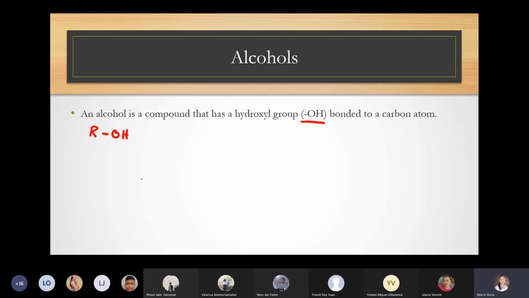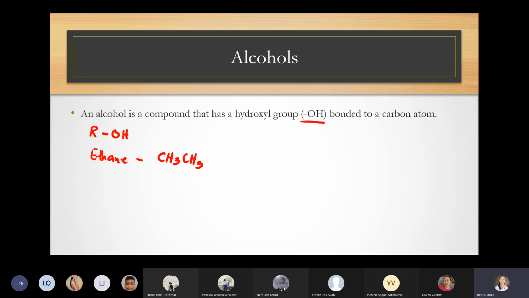How many carbons does our ethane contain? First, let's start with our hydrocarbons. Ethane, how many carbons? Two, ma'am. So we have two carbons, so we have here CH3, CH3. This would be the ethane.